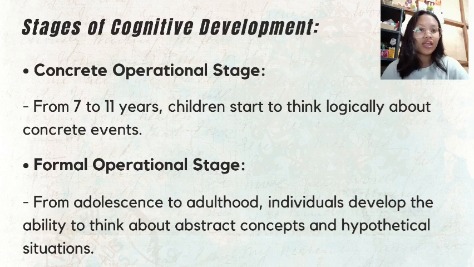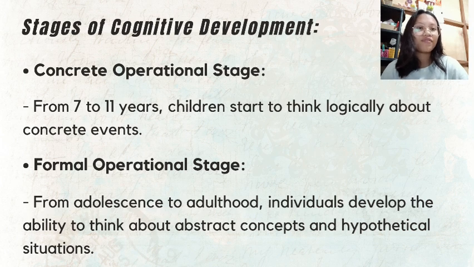So, the third stage is the concrete operational stage, from 7 to 11 years. Children start to think logically about concrete events. They understand the principles of conservation and are able to think logically about objects and events as long as they are concrete and observable. For example, a child can understand that if you pour water from a short, wide glass into a tall, narrow one, the amount of water remains the same.